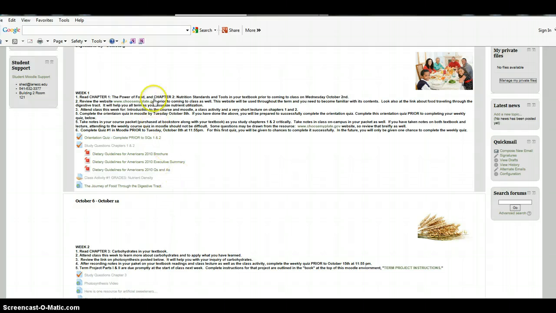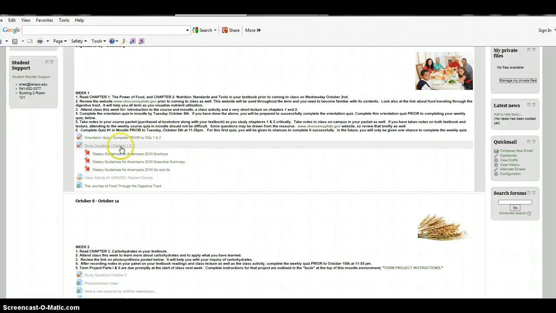And then it tells you to attend class, taking notes in your packet. So you're going to be taking notes in the packet you purchased at the bookstore while you read, as well as while you attend class. If you do this, you'll do fine completing the weekly quiz.